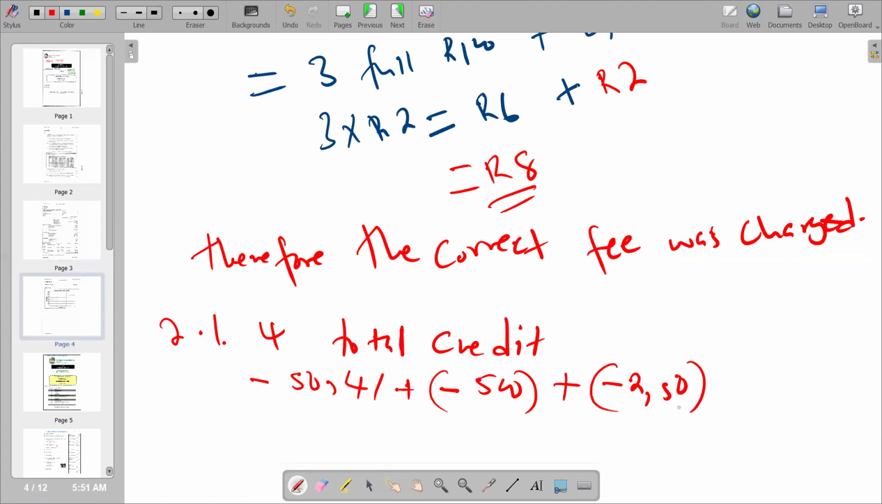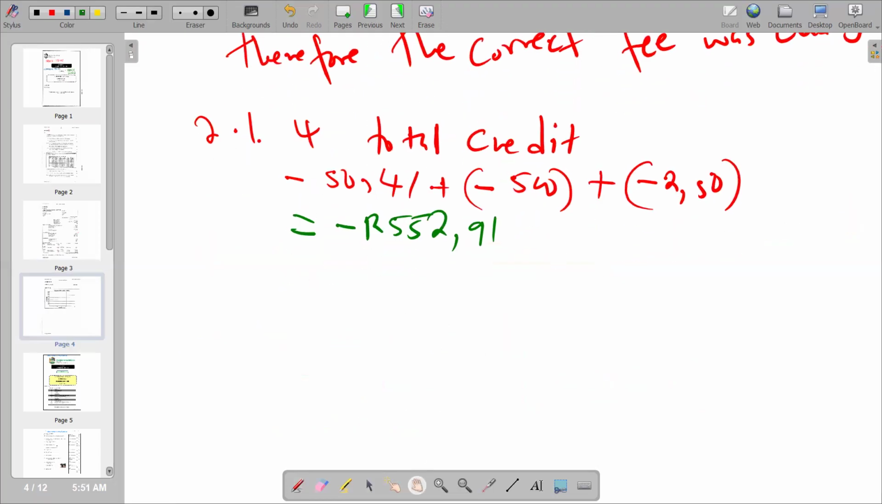So we get it in that sense, and you see that the answer that you're going to get is going to be equal to negative 552.91, which is 552 rands and 91 cents. So basically that's what we get. Then we try to now find the one for total debits.